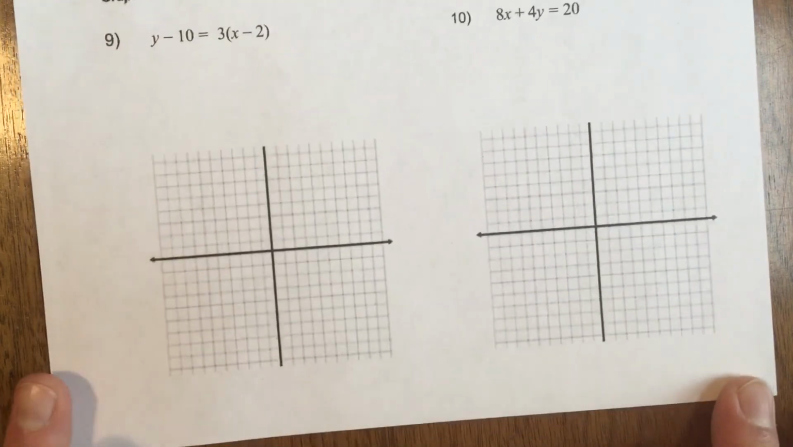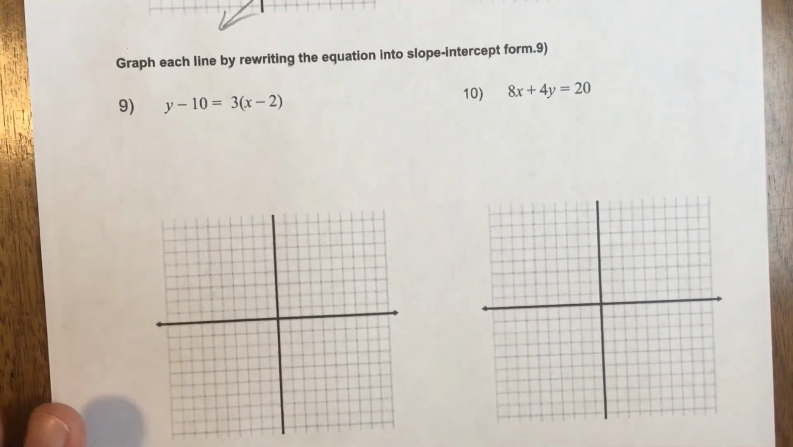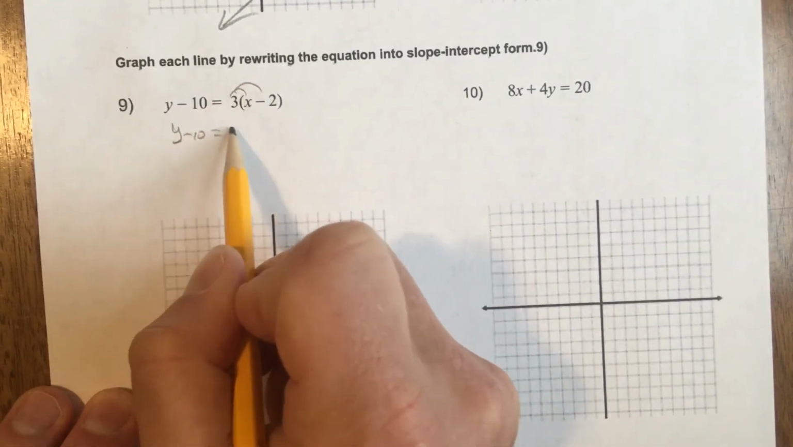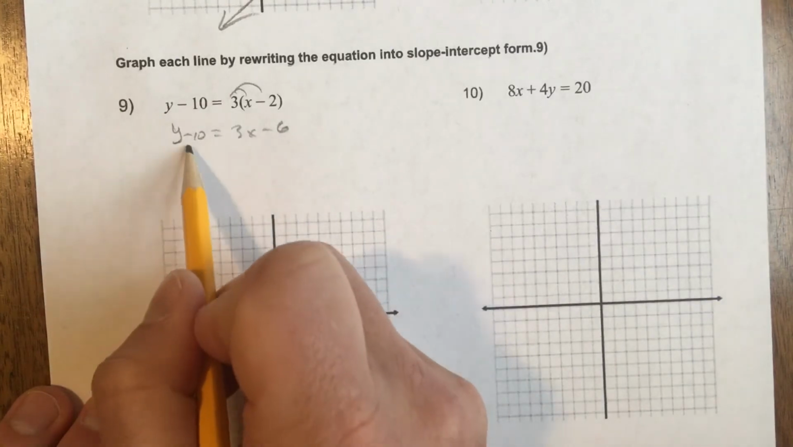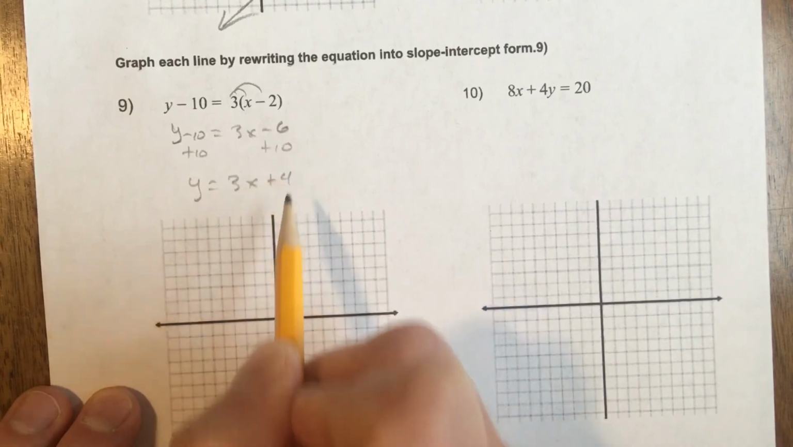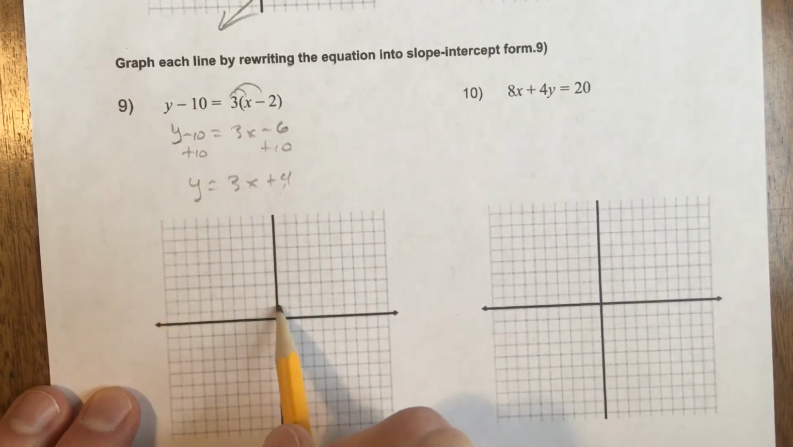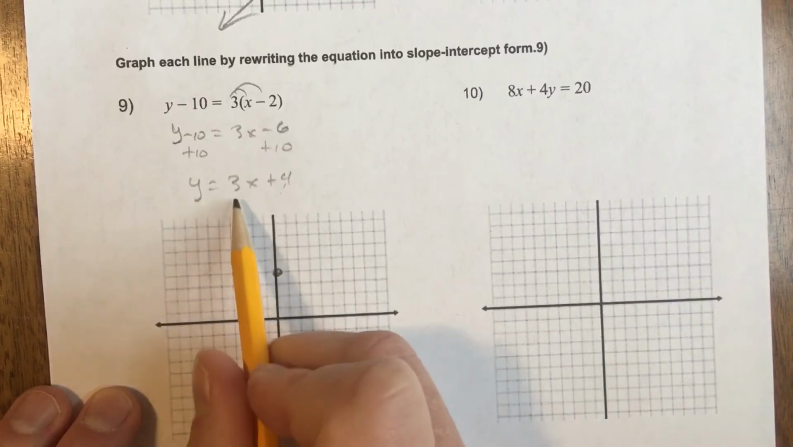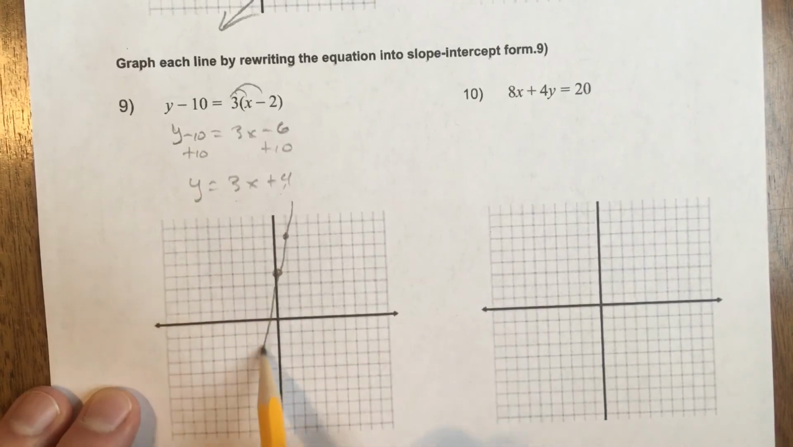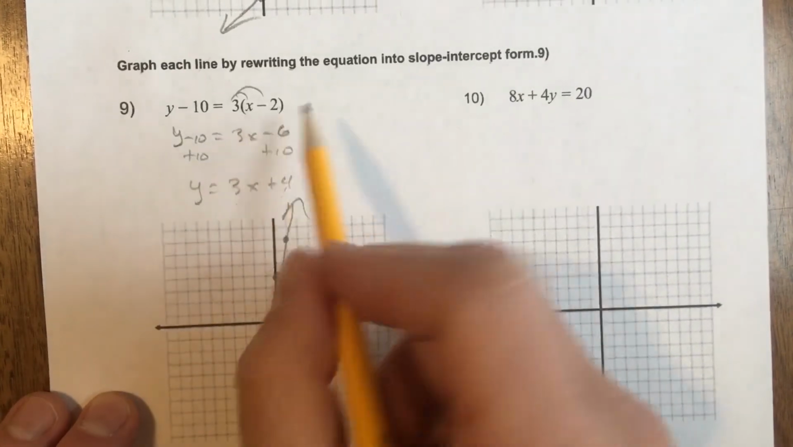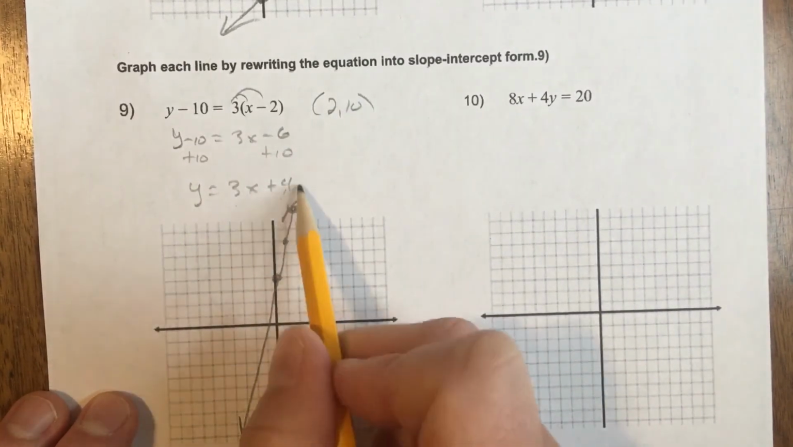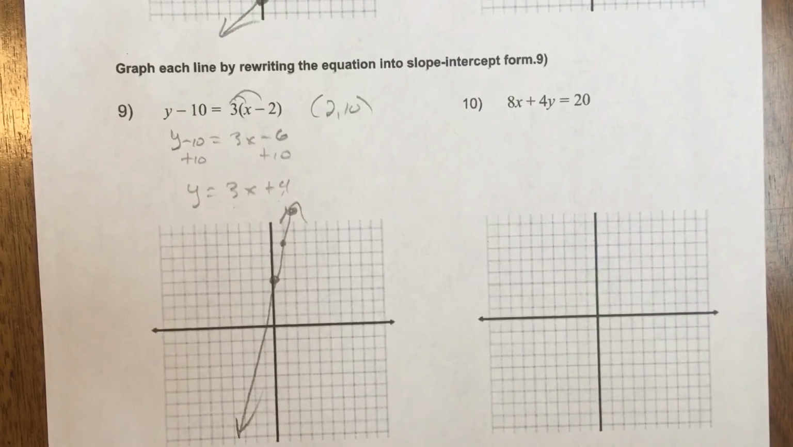And then for the last two, they want you to try to get y by itself. For number 9, we distribute this 3. So y minus 10 equals 3x minus 6. Then we add 10, so y equals 3x plus 4. That has a y-intercept of positive 4 and a slope of 3. So from this point, we go up 3 and over 1. Run our line through there. If we had chosen to pick the point (2, 10), it would be right there, and with our slope we'd have the exact same line. This is just another way of trying it.